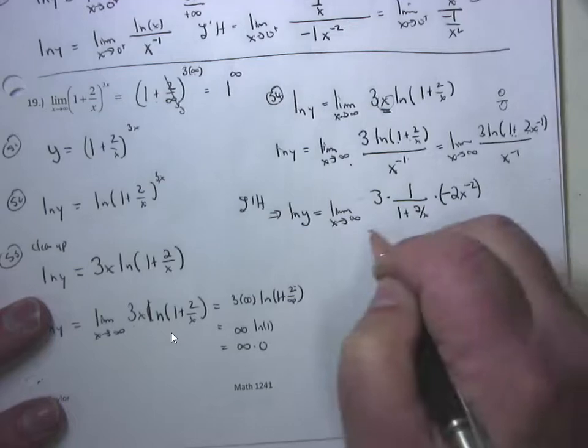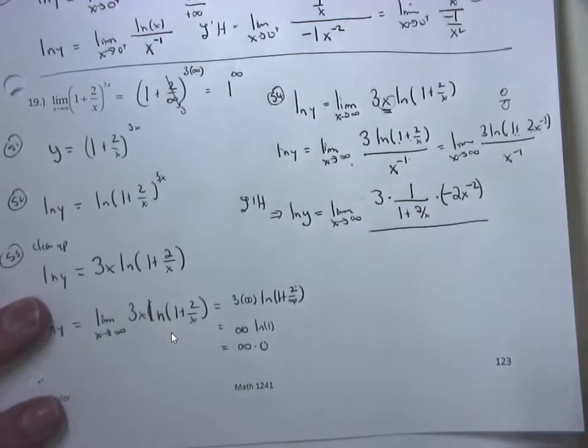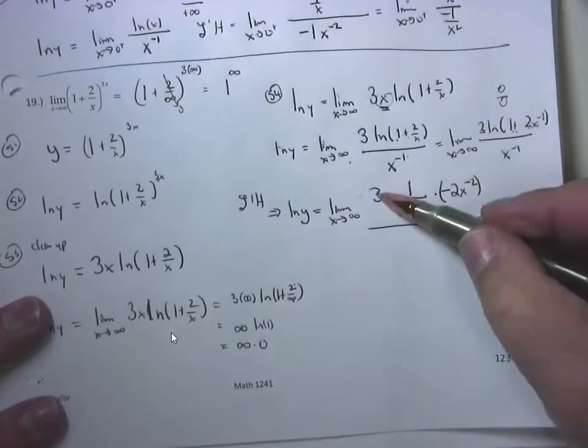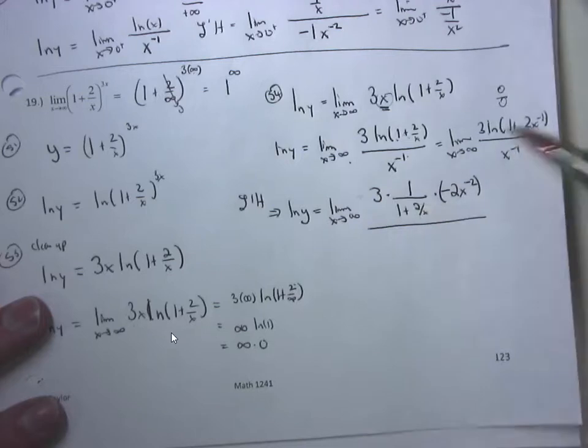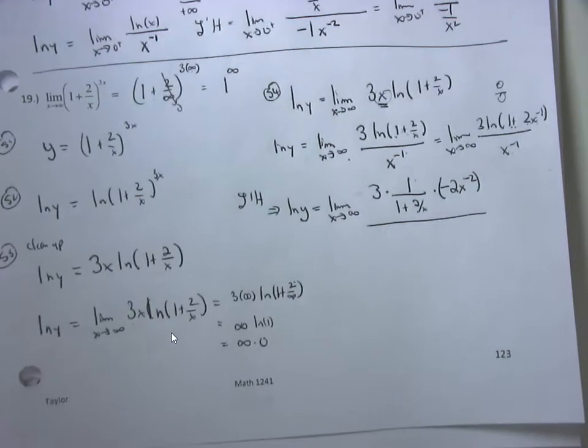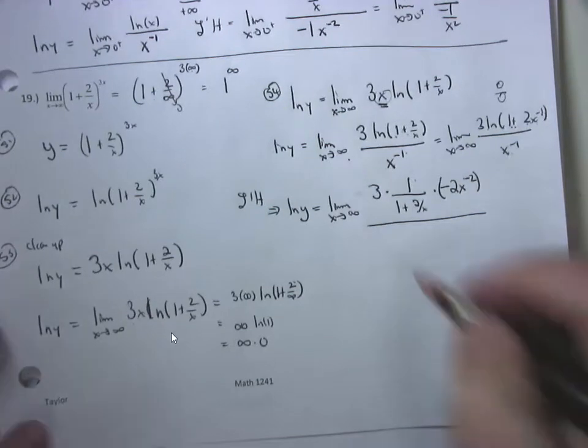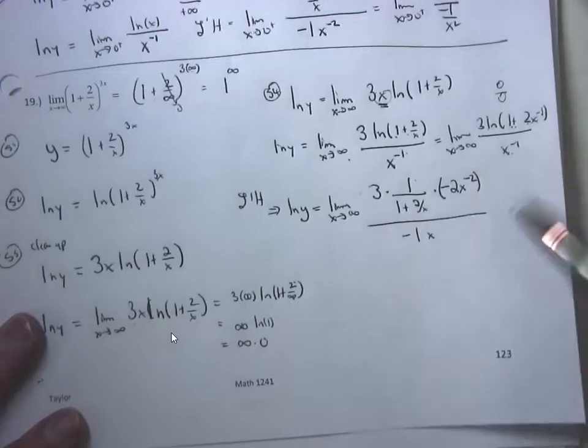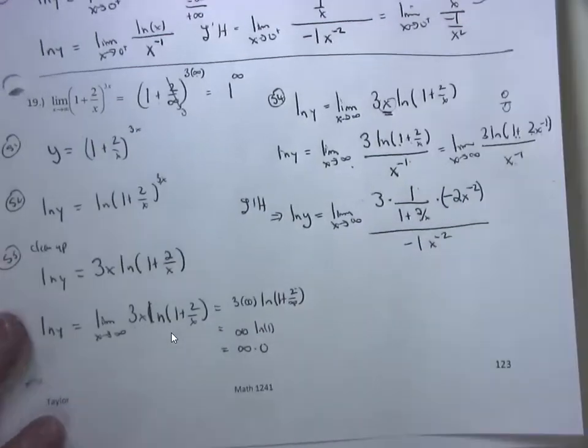Negative 2. Divided by, that's the derivative of the top, 1 over, 3 is a constant, leave it alone. Derivative of natural log of a function is 1 over the function times the derivative of the inside. What's the derivative of x to the negative 1? Negative 1x to the negative 2.